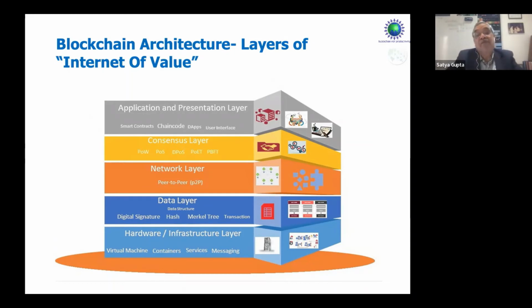And then the app part comes, and that is the area of interest. Smart contracts is the most important app. Of course, in the beginning, the first app was Bitcoin, which brought a lot of fame to the blockchain. And then the smart contracts came, and chain code, DApps, user interface. So these are the layers. Four layers are blockchain related, and one layer, the underlying infrastructure, is the conventional internet connection or a distributed network.